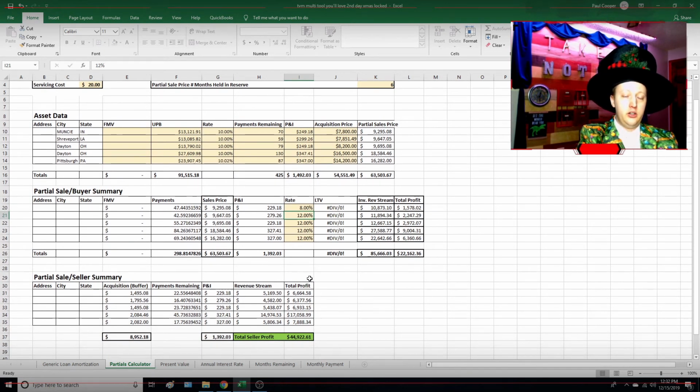I'll probably do some more videos on different examples, but I just wanted to release this to get started. Again, everything should be locked here, so you shouldn't be able to delete anything and mess up the formulas. If you do, just re-download it.